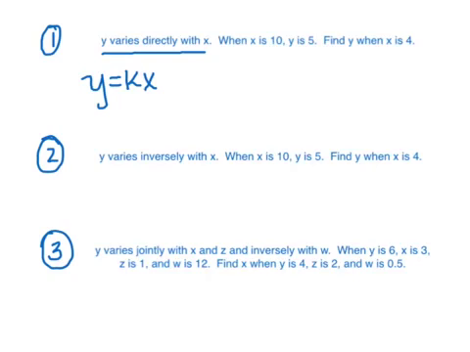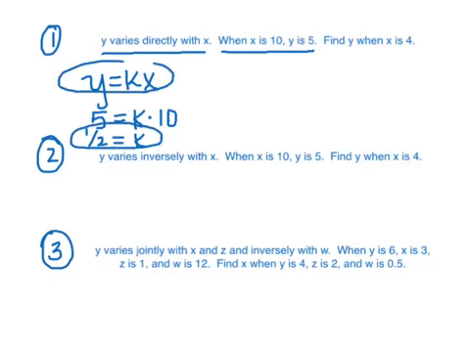Then the second sentence helps us find our k, because a lot of times they don't tell you the constant of variation, but they give you some numbers that will help you find it. It says when x is 10, y is 5. So we'll put in y is 5 and x is 10. With that information, we have enough to figure out what k is. We'll divide both sides by 10, and we get k is 1/2. So step 2 is find k. Step 1 is just write which equation it is.